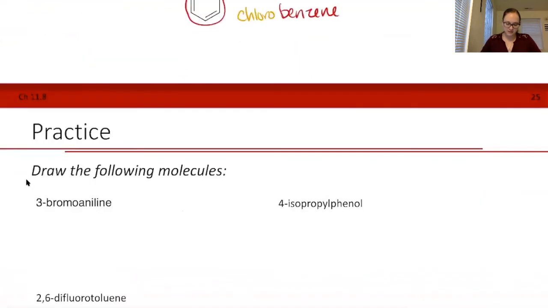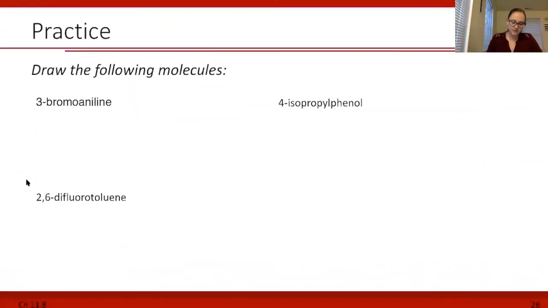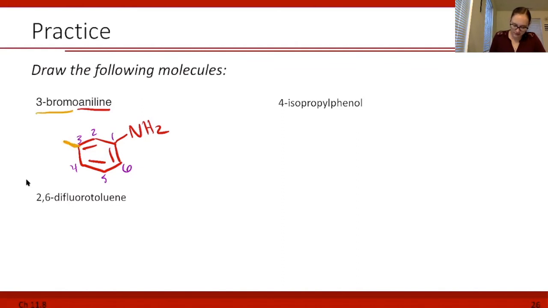Okay, last one. We're going to practice the following molecules, but now we're going the other way. I give you the name, and then you need to draw it out. So for all of these, start with your base and then add your substituents. Okay, so 3-bromoaniline. Let's start with our aniline. So that is aniline here. I'm going to go ahead and number around my ring. 1, 2, 3, 4, 5, 6. You can go either direction, it doesn't matter. And then we have 3-bromo. So at the 3 position, I'm going to put a bromine.